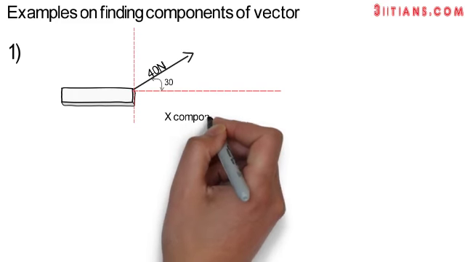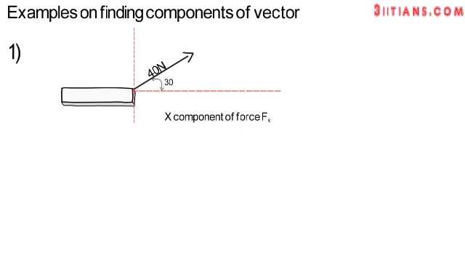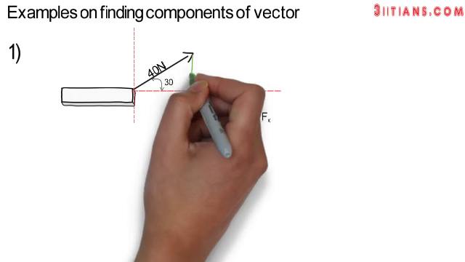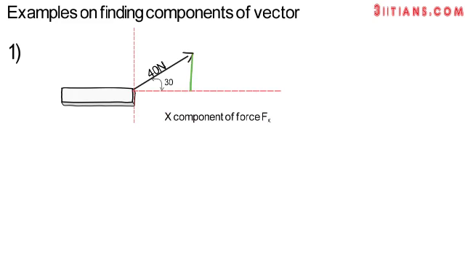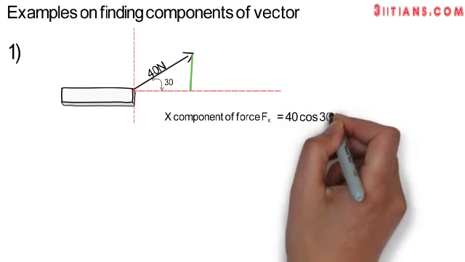The x component of the force, Fx, can be found by dropping a perpendicular from the head of force F to the x-axis. The length from the tail of vector F to the foot of the perpendicular will be equal to the component of force along the x direction, and this will be equal to 40 cos 30 degrees.